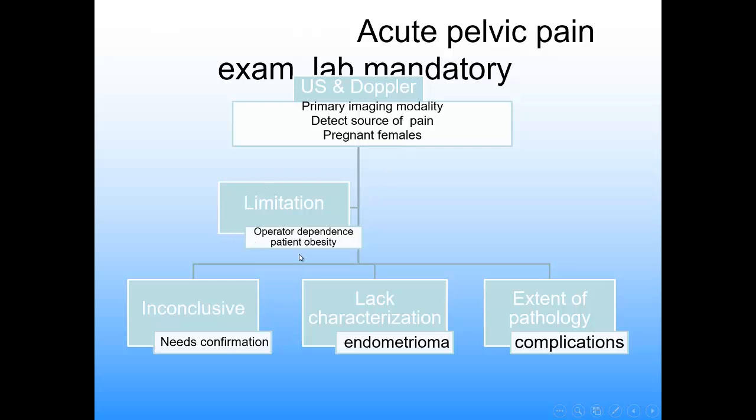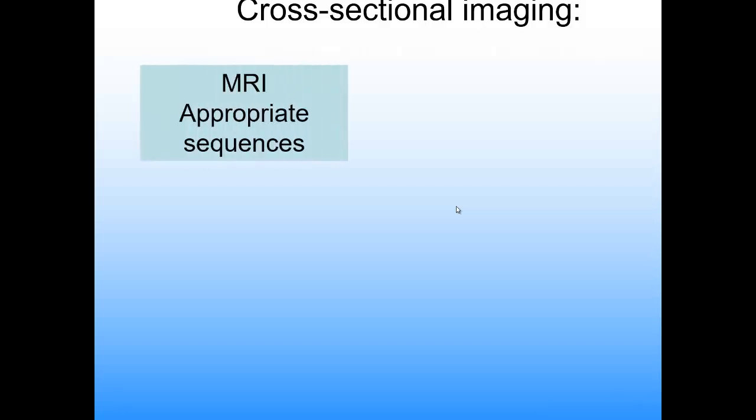But the limitations are that it is always operator dependent, and patient obesity. And sometimes during pain we find many gases in the pelvis and we could not see well the adnexal regions. If the ultrasound is inconclusive, needs confirmation, or lacks characterization, if we suspect, for example, endometrioma, then we have to characterize. And if we didn't see the extent of pathology or the complications, then ultrasound here will not be enough. We must do CT or MRI accordingly.